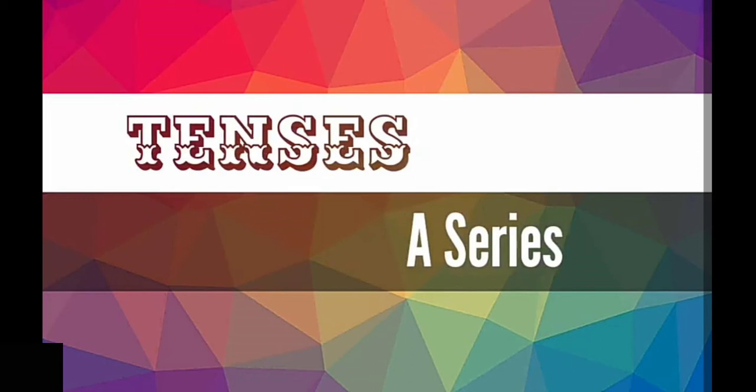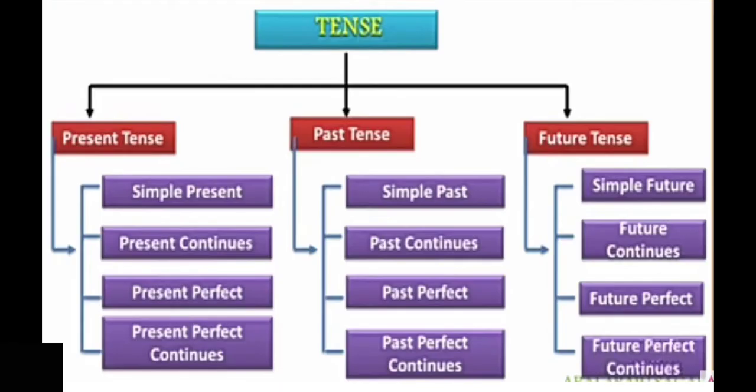Today, let us start the grammar part. Firstly, it is tenses. Tense is one of the most important topics in English grammar. It is very essential to learn accurate English, to learn perfect English. Let us start. Tense is a grammatical term. It is a word which is used in grammar.